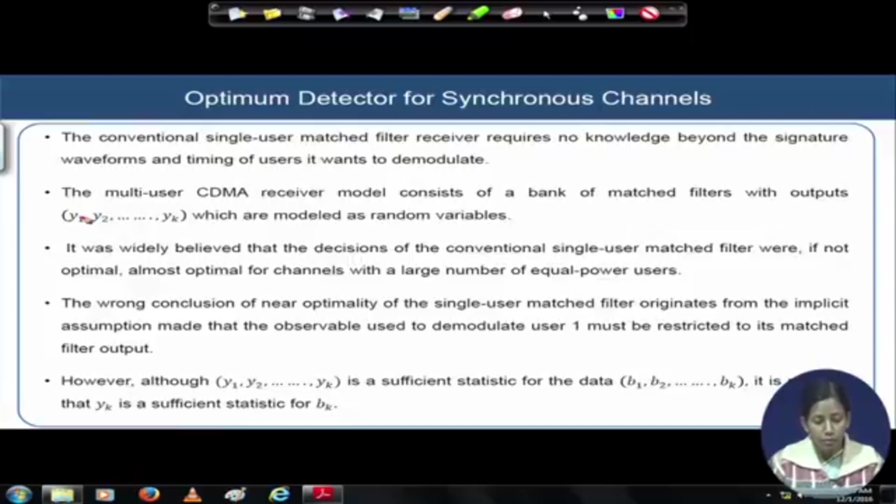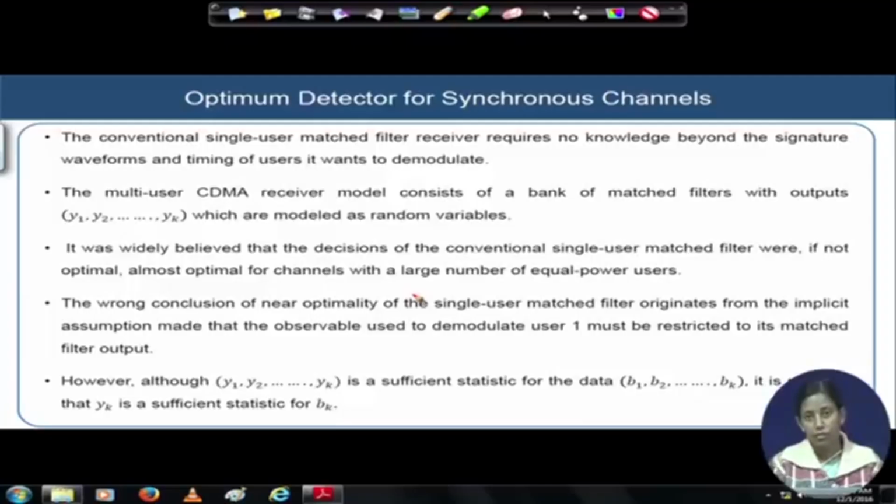And remember, in the CDMA receiver, for a long time it was widely believed that the decision of the conventional single user matched filter, if not optimal, would be near optimal for channels where a large number of equiprobable equal power users are present. If they are equal power users and the number is very large, we can approximate the channel with a Gaussian channel, and then the single user matched filter performance would be close to the optimal performance.